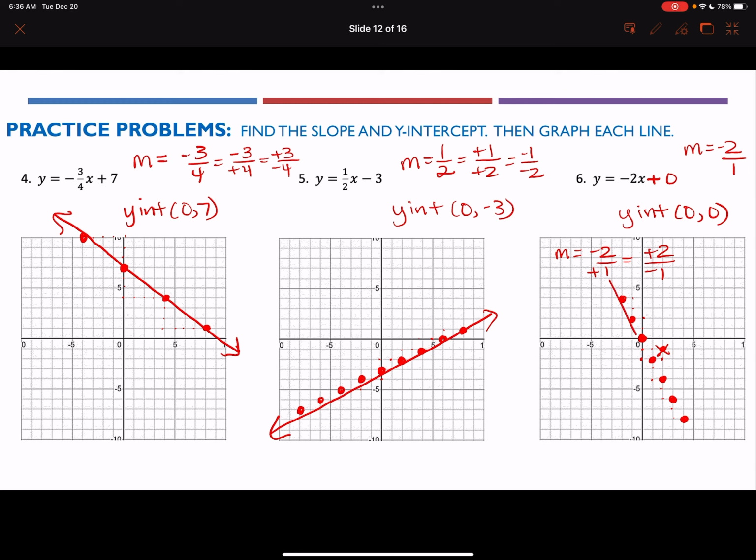So I could connect these points, draw arrows. There's my line. All right, and then that's it for graphing equations.